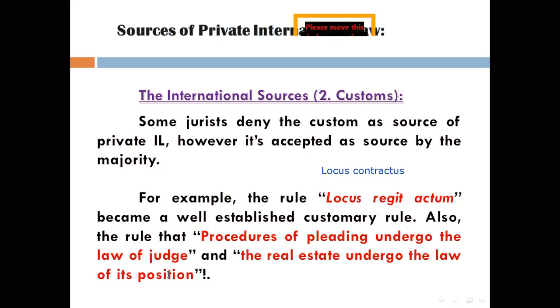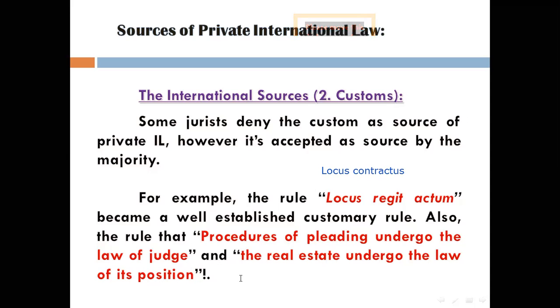لكن اليوم صار في قاعدة عرفية إنه no, the procedures of the pleading shall undergo the law of the judge. It is one of the customary rules of private international law. Also, the real estate undergo the law of its position.